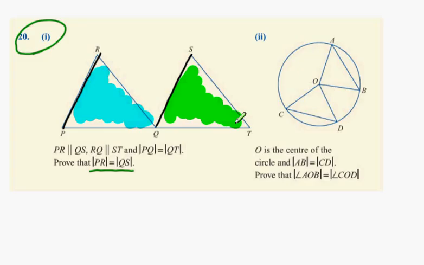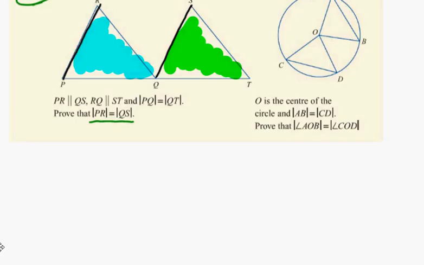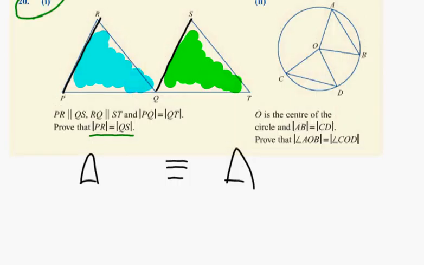What does it tell me in the question? What information does it give me below it that might help? It gives me PQ equals QT. So I'm going to write down both triangles. What's the first triangle I'm working on? RPQ. The second triangle I'm working on? QST.